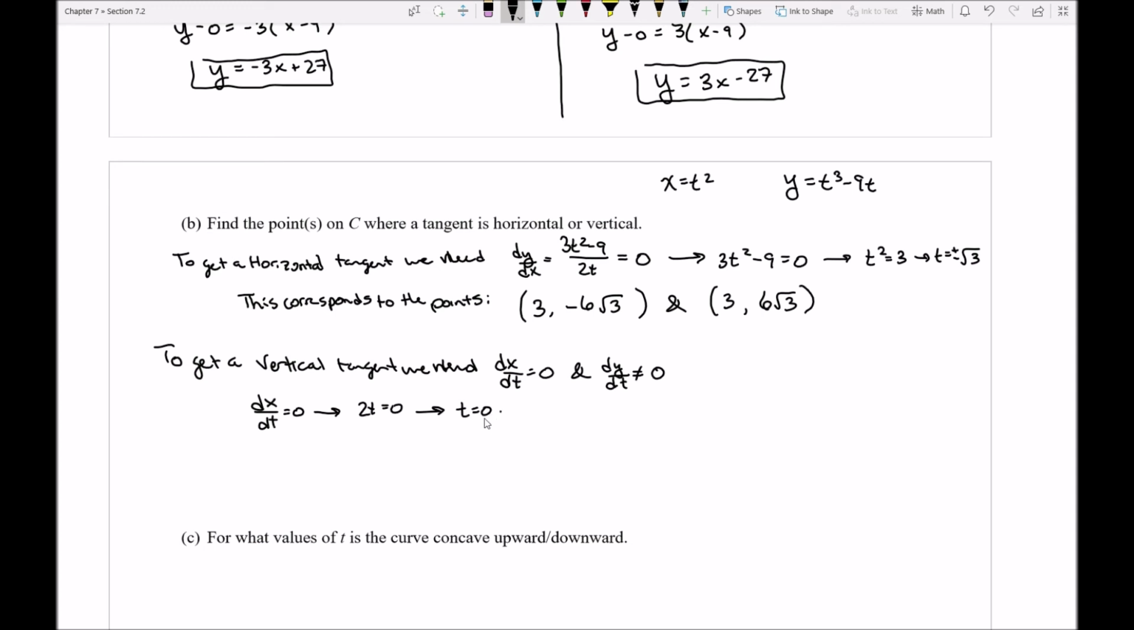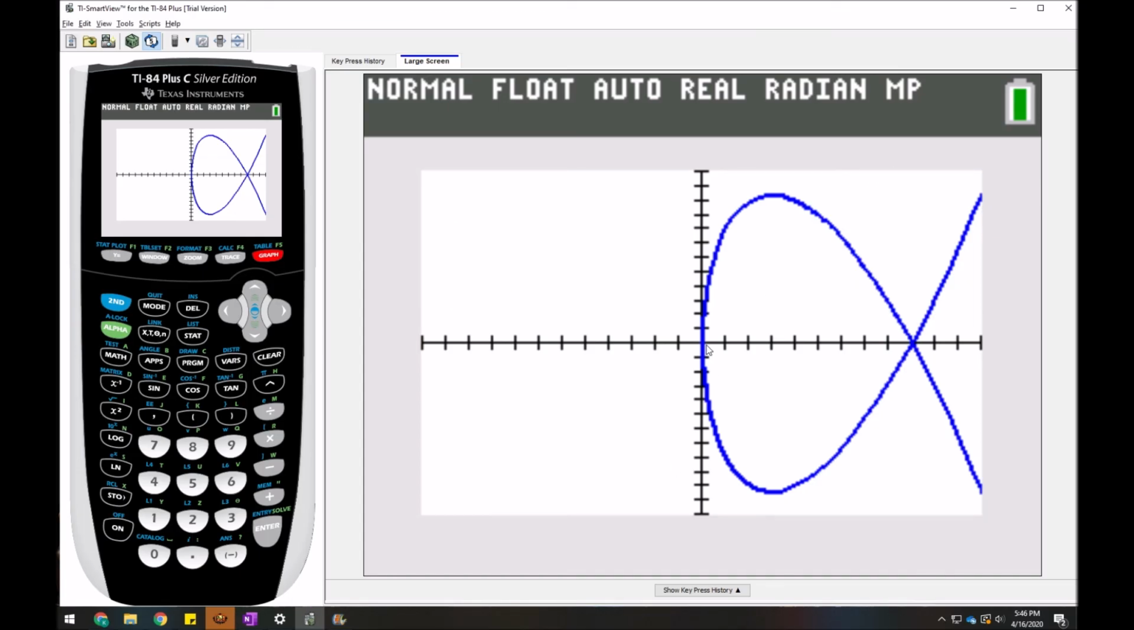But clearly, if t is equal to 0, then this numerator is not going to turn into 0. So at the time t equal to 0, we get a vertical tangent line. So this corresponds to the point, and let's see, I would have 0 in for t, that gets me 0 for x, and also 0 for y. If I look at the picture at (0, 0), I actually do see that's exactly where I get a vertical tangent line.